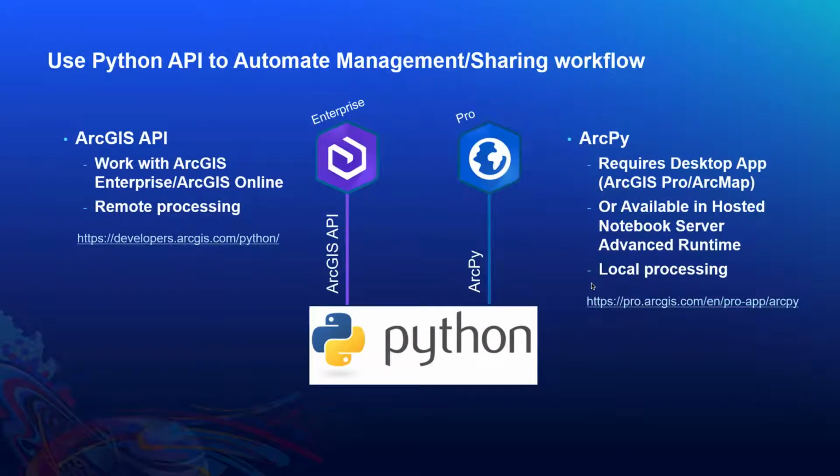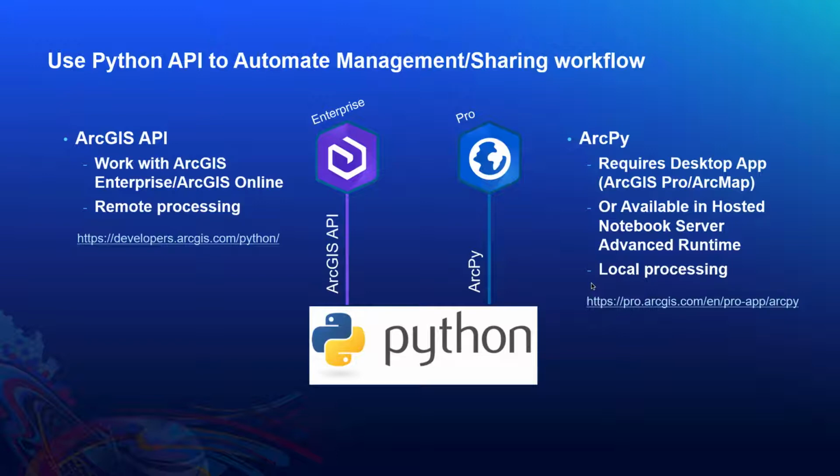Now it's important to know that there are two sets of Python APIs provided by ArcGIS that support management and sharing workflows. There's the ArcGIS API for Python, which is the ArcGIS Python module, which you can install to work with ArcGIS Enterprise and ArcGIS Online. It can be seen as a client library that supports service requests to ArcGIS Enterprise image services or analysis services to perform remote processing.